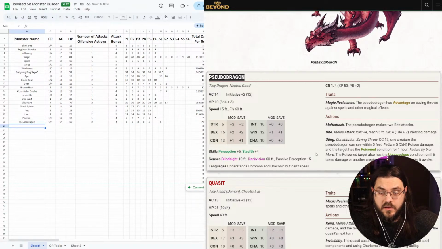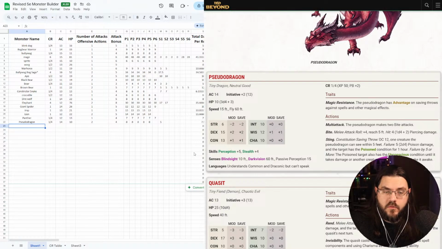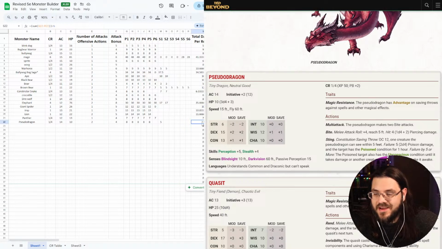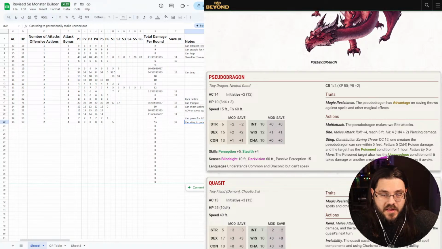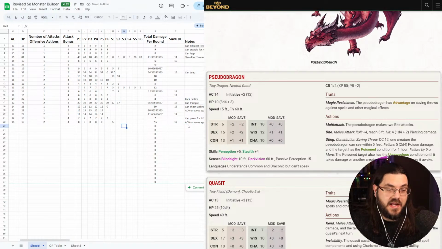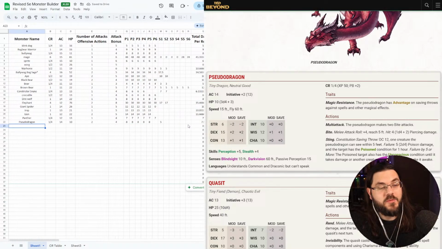Pseudo Dragon seems like it hits surprisingly hard in the bracket in which it's in. Like, it's dealing a decent amount of damage for a 1/4 creature. It has the ability to poison and potentially make things unconscious. It gets multiple attacks. It has advantage on saving throws against magic. Didn't even notice that at first. So we want to make a note of that as well. Pseudo Dragon seems to me like the best CR 1/4 option.